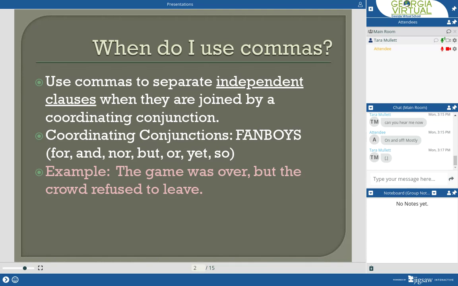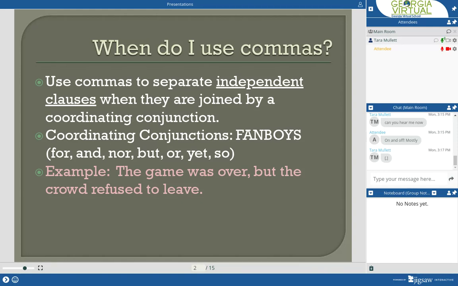Okay. So for example, the game was over, but the crowd refused to leave. The section of the sentence, the game was over, is an independent clause. That's a completed sentence. The crowd refused to leave is another independent clause. We're squishing them together because they go together, they coordinate.